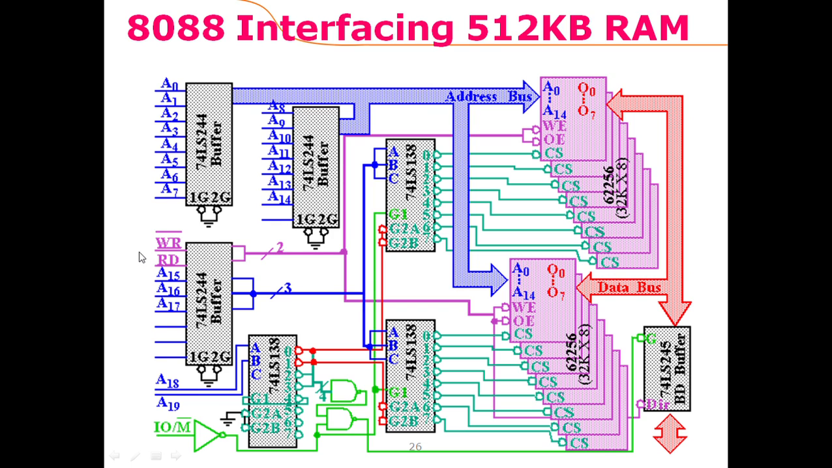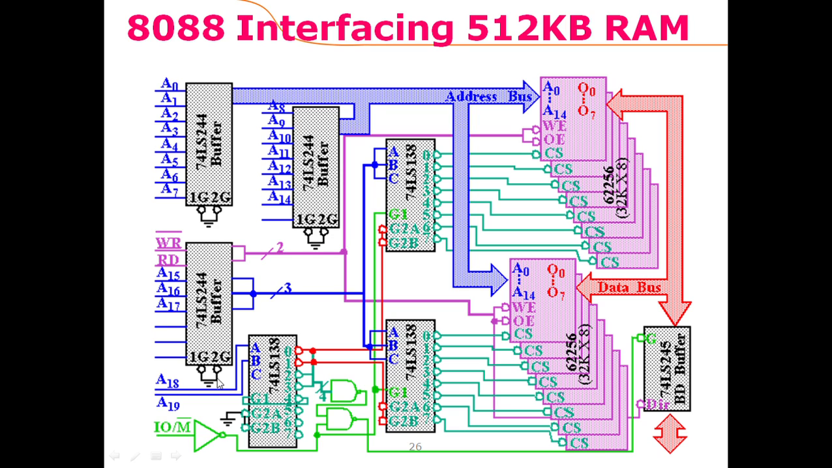The next 3 pins, A15, A16, and A17, are used to select either of the outputs from these decoders. So all of these 3 inputs are connected with the ABC inputs of these decoders. Both of the decoders are getting the same 3 inputs, and as each decoder gets a 3-bit input, it would make one of the outputs 0. So one of the outputs will be 0 here, and one of the outputs will be 0 here.